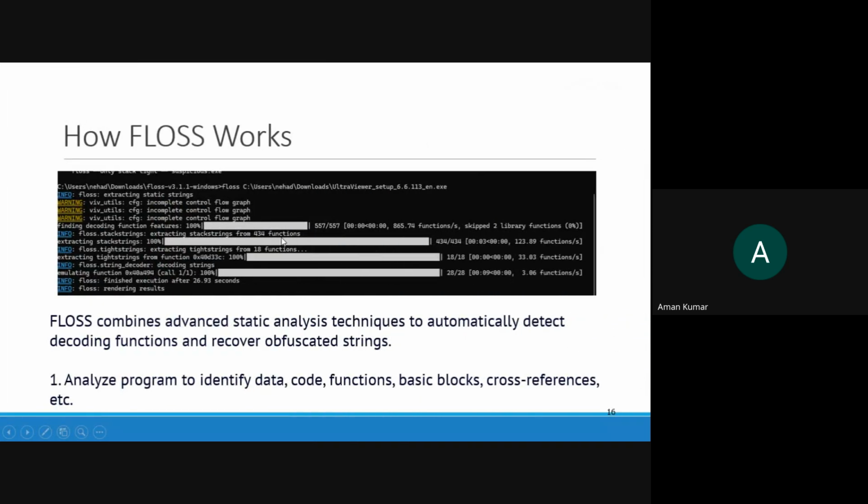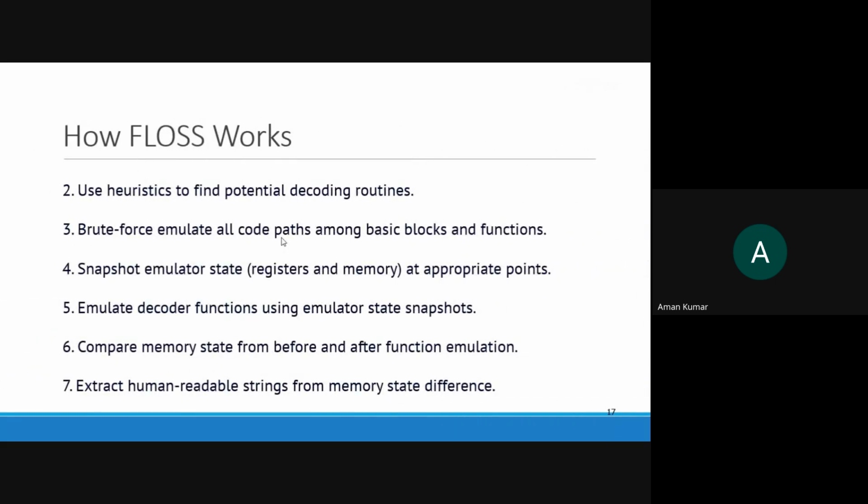Let's understand how it actually works. The first step is to run this using a command prompt. After running, it will analyze your program, identify the data, code, functions, basic blocks, each and everything, including the cross referencing.